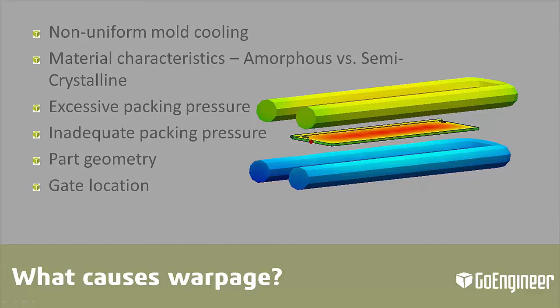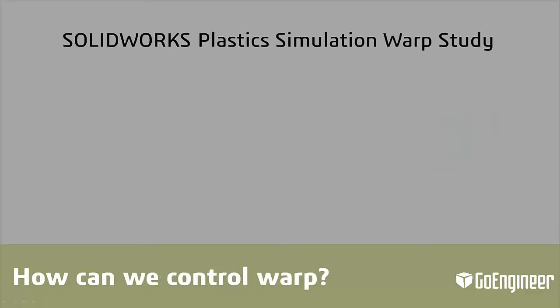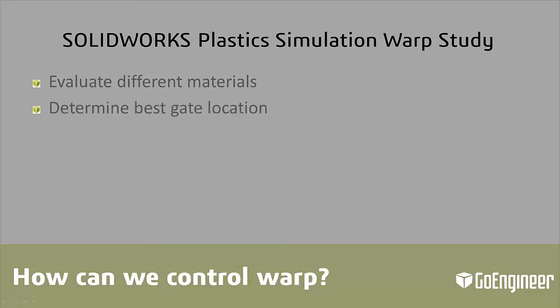How can we control warpage? Well, with the SOLIDWORKS Plastics Simulation warp study, we can use the software as a tool to help you predict the warpage within your part. We can evaluate different materials. With over 4,000 materials in the database, we can evaluate the different materials and see which provides the least amount of warp. We've got amorphous and semi-crystalline materials in there, and you can set up different versions of your part with those two materials and compare the warpage between the two. The other thing we can do is determine the best gate location.